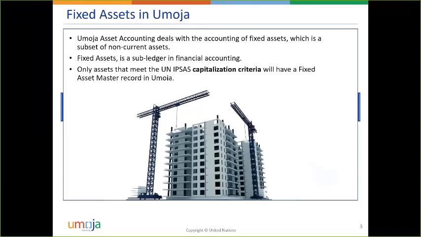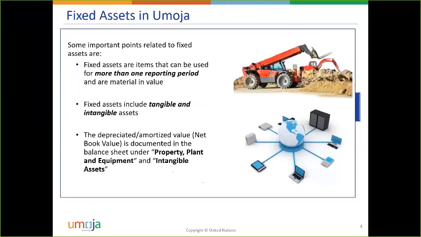Okay, typically for this scenario this is buildings, but it can also be trucks or software. Those are fixed assets. So fixed assets, for your information, are assets or items that can be used for more than one reporting period. Of course, a building can be used for more than one reporting period, hopefully. They can be tangible or intangible, and they have what is called the net book value.